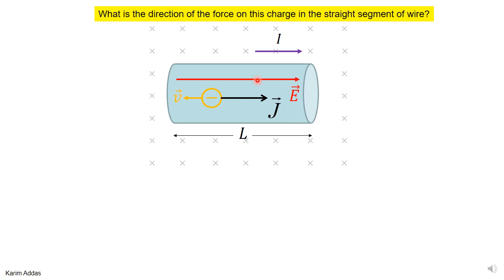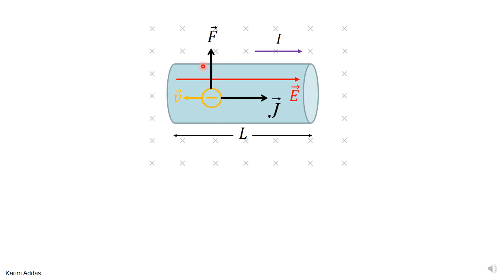So first, what's the direction of the force on this charge in the straight segment of wire? The force is QV cross B. V is to the left, and B is into the page. This wire exists in a region where there's a magnetic field into the page, denoted by these crosses. So V cross B is downwards. But when you multiply by Q, because this is a negative charge, the force is actually upwards.